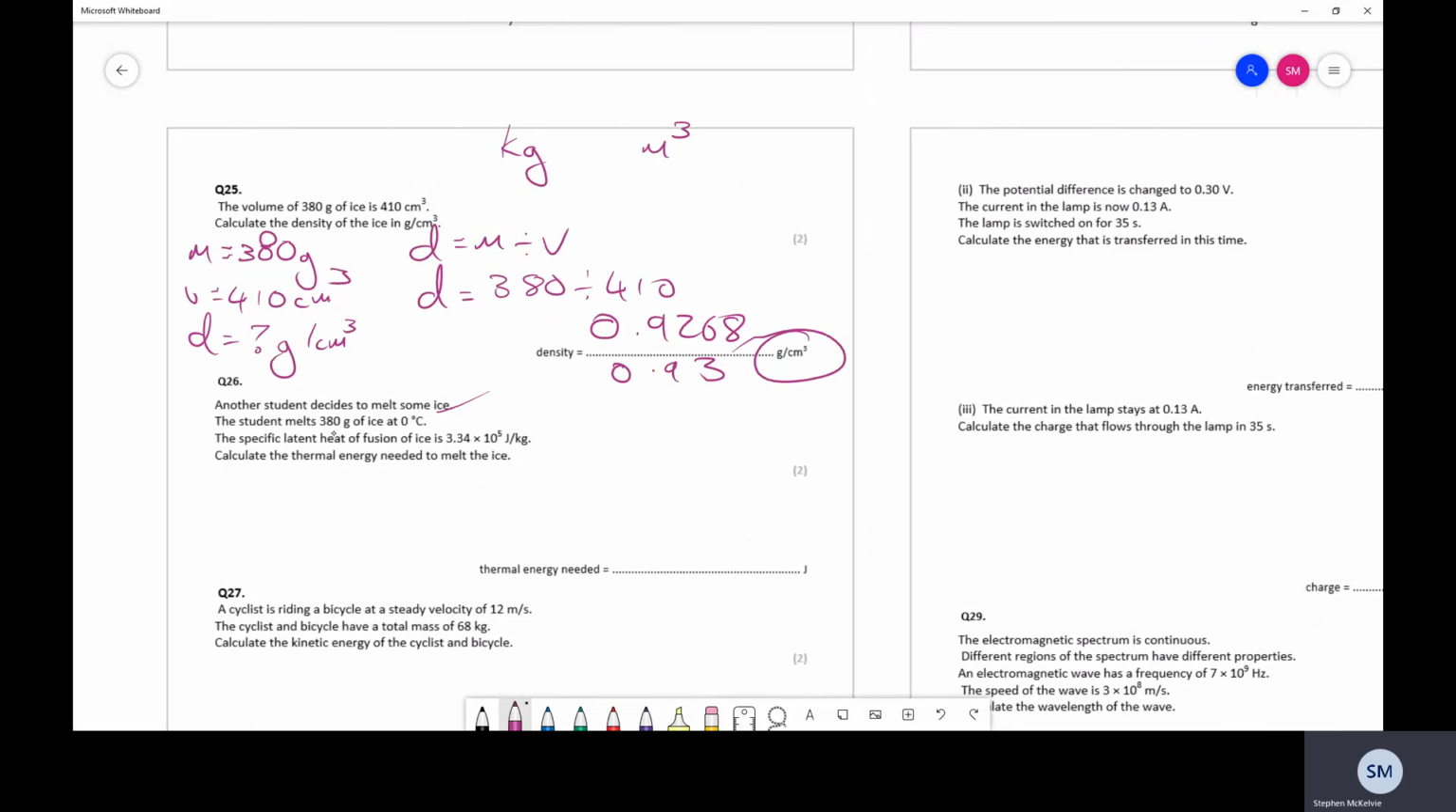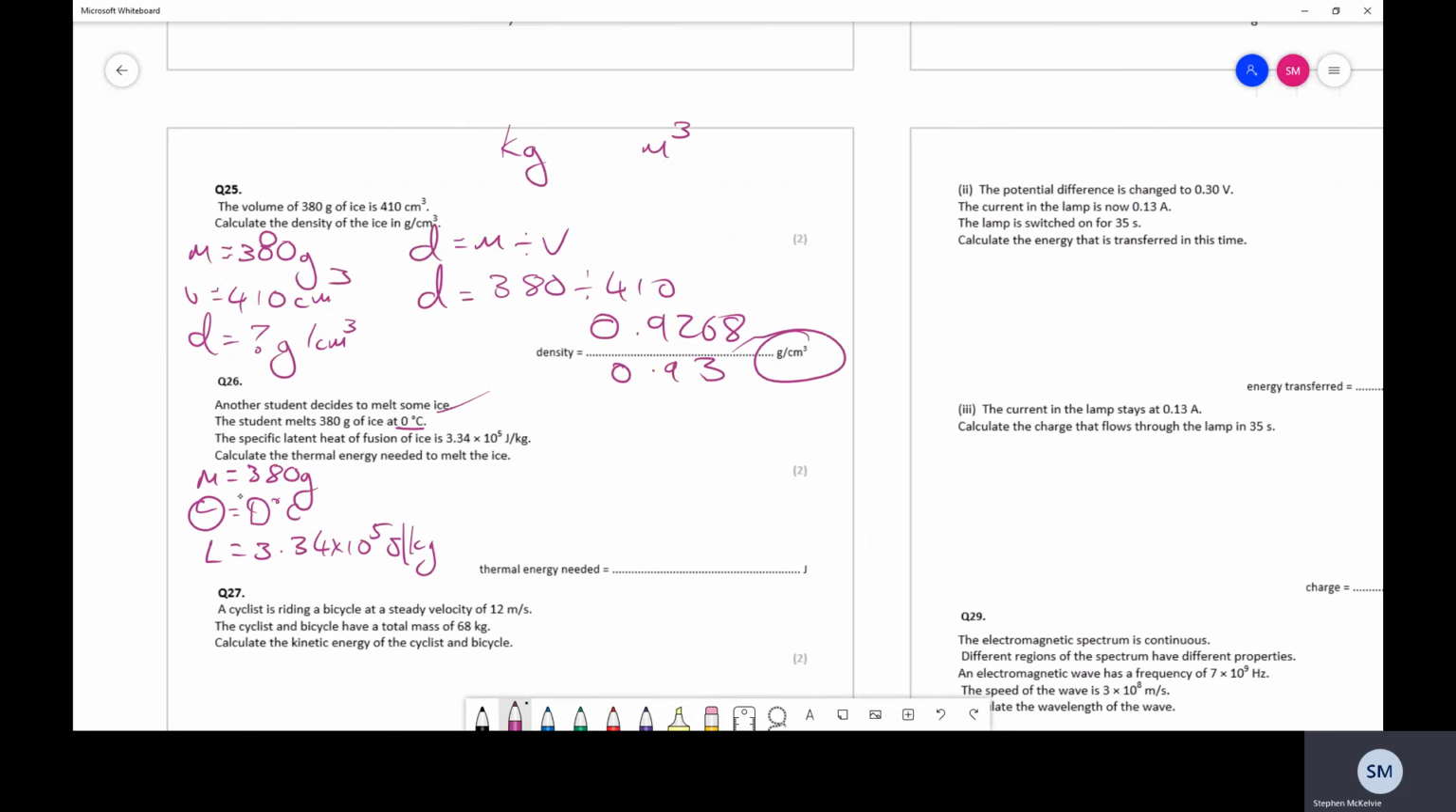Another student decides to melt some ice. Good for them. The student melts 380 grams of ice at 0 degrees Celsius. That is a temperature, so I'll put in theta there for 0 degrees Celsius. The specific latent heat of fusion of ice, and that is L, is equal to 3.34 times 10 to the 5 joules per kilogram. Calculate the thermal energy needed to melt the ice.